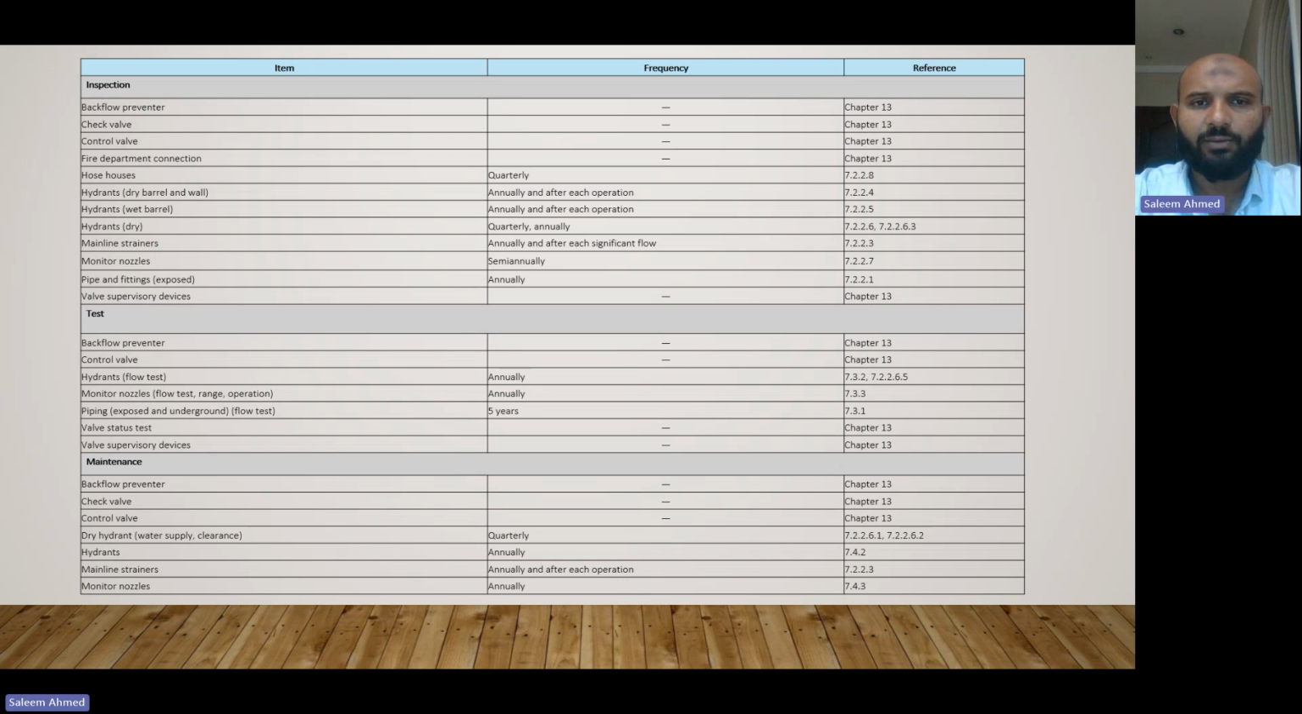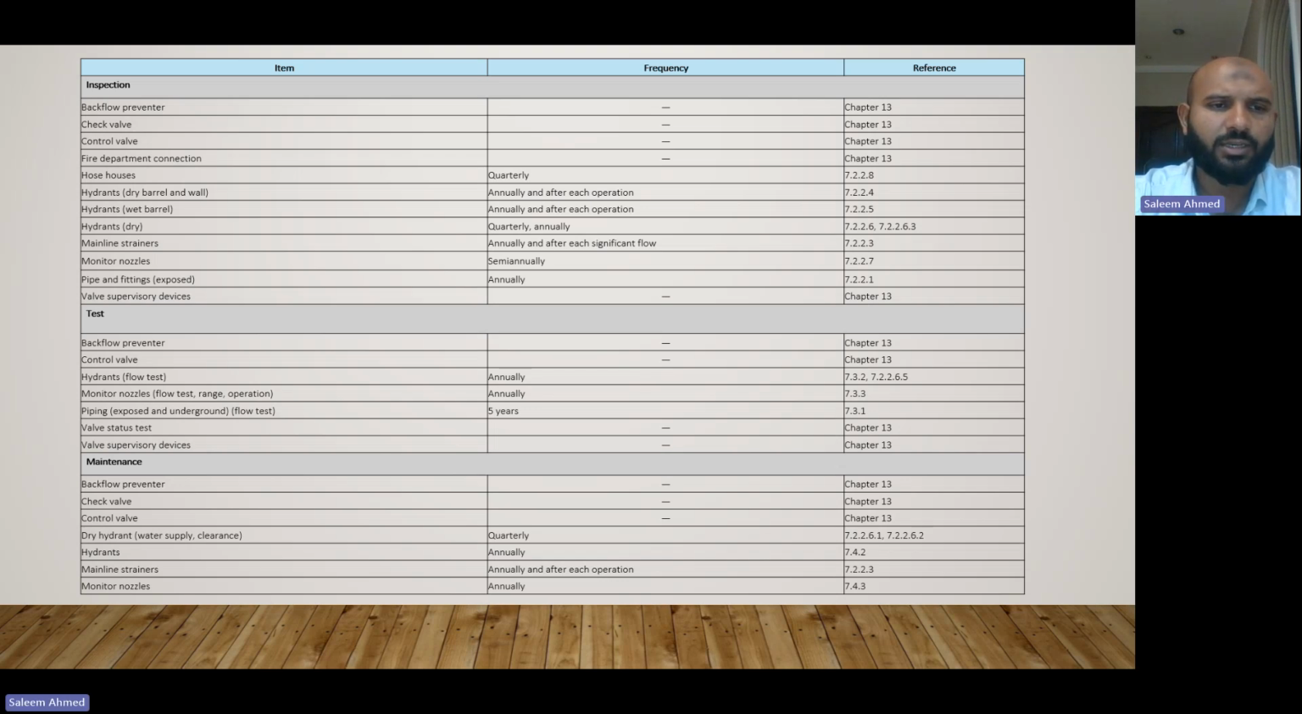Mainline strainer annually and after each significant flow. Monitor nozzle, it will be semi-annually. And piping and fittings exposed, which is outside, it's not underground, it's not buried one. If it is exposed, it has to be inspected annually. Testing, in terms of test, hydrant flow test shall be done annually. Piping exposed and underground, it's a flow test, to be done annually. This is for fire.